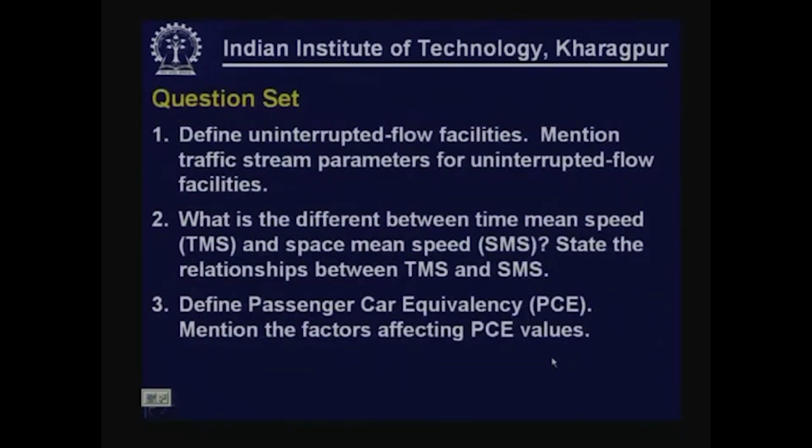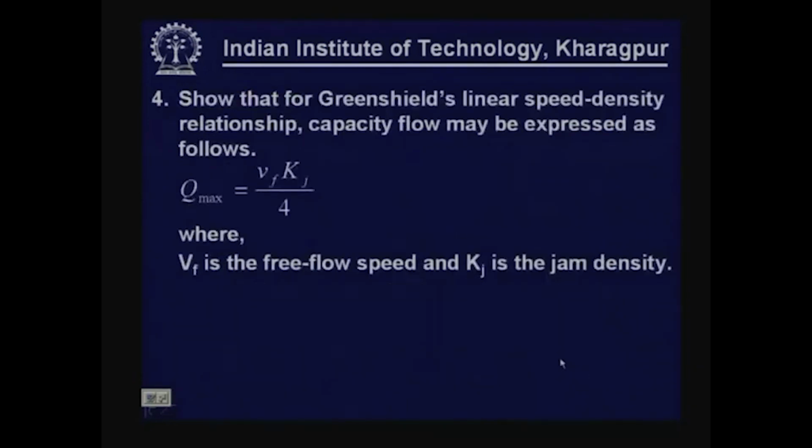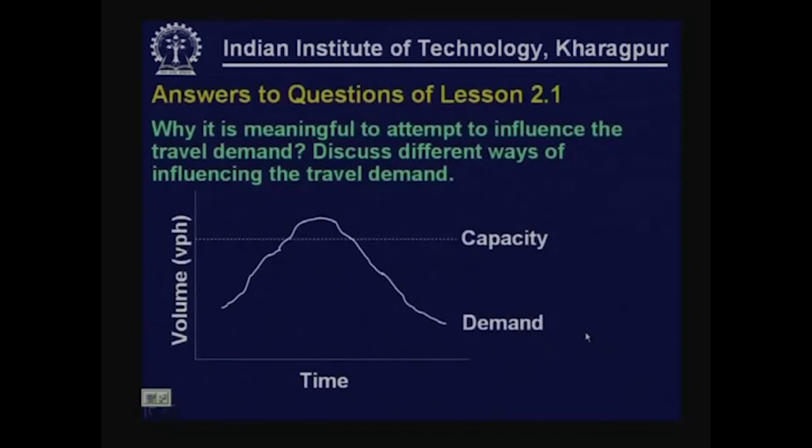Now, let me ask you some questions. Question 1: Define uninterrupted flow facilities. Mention traffic stream parameters for uninterrupted flow facilities. Question 2: What is the difference between the time mean speed and space mean speed? State the relationship between the time mean speed and the space mean speed. Question 3: Define passenger car equivalency and mention the factors affecting the PCU values. Question 4: For Greenshields' linear speed-density relationship, capacity flow may be expressed as Vf into Kj by 4, where Vf is the free flow speed and Kj is the jam density. A quick look at the answers to the questions of lesson 2.1.